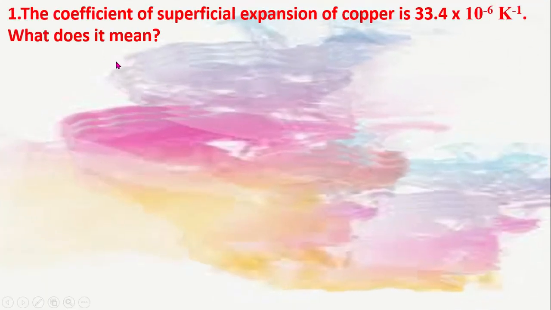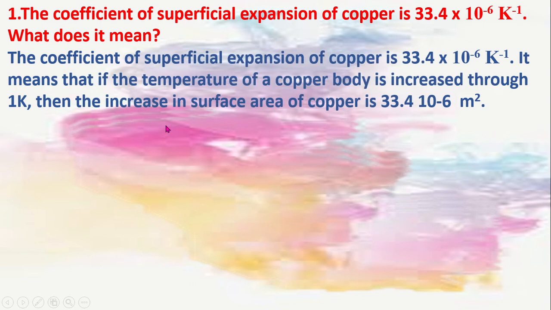Dear students, here I have given the answer of two questions. That is, the coefficient of superficial expansion of copper is 33.4 into 10 to the minus 6 per Kelvin. What does it mean? Frequently, this type of question comes into SSC examination as a B number question, which carries 2 marks. So, the coefficient of superficial expansion of copper is this. It means that if the temperature of a copper body is increased through 1 Kelvin, then the increase in surface area of copper is 33.4 into 10 to the power minus 6 per square meter.